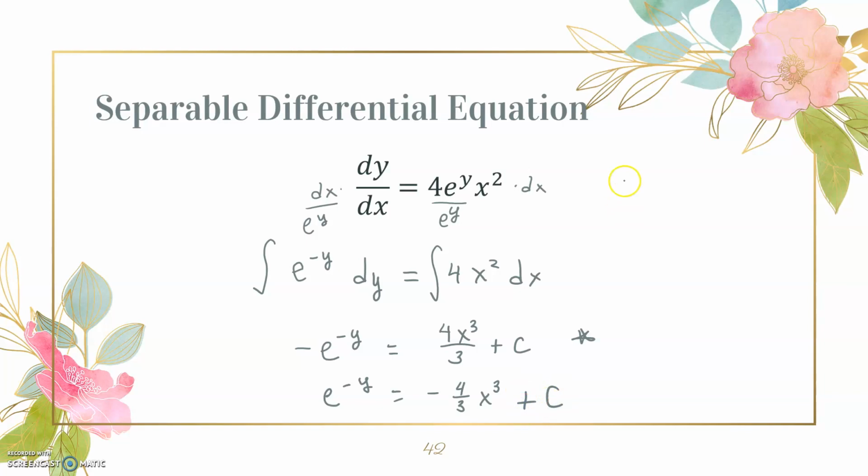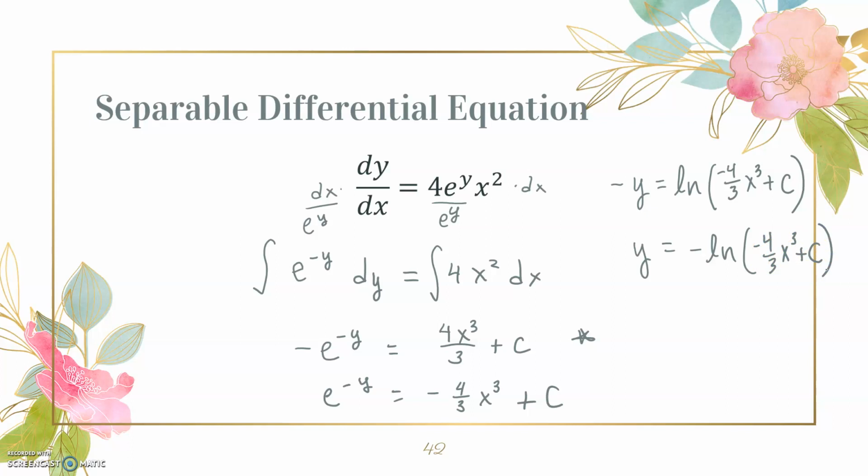Now I'm going to take the natural log of both sides. So I have negative y is equal to the natural log of negative 4/3 x cubed plus c. I want the plus c to be part of the natural log. It's not added onto the end. It is the natural log, including the plus c. And the final thing I would do would be divide by negative 1. So I have negative natural log of negative 4/3 x cubed, and the plus c is in the parentheses there. That is how you solve a separable differential equation.